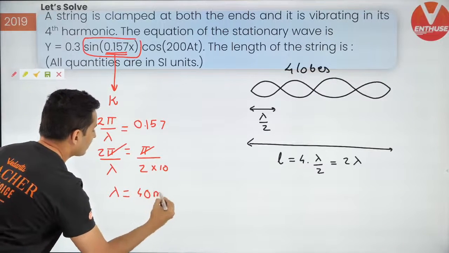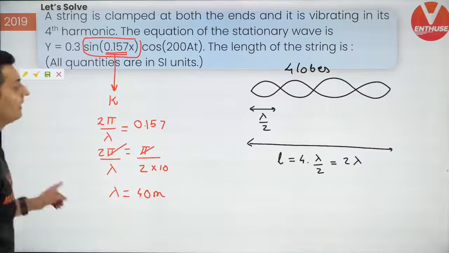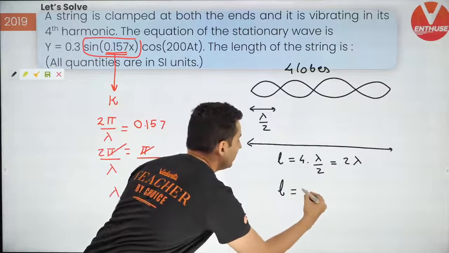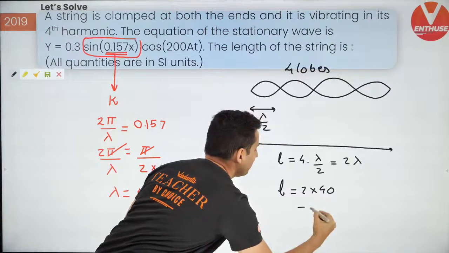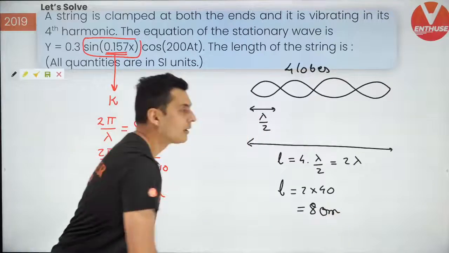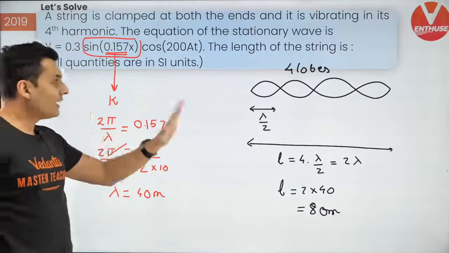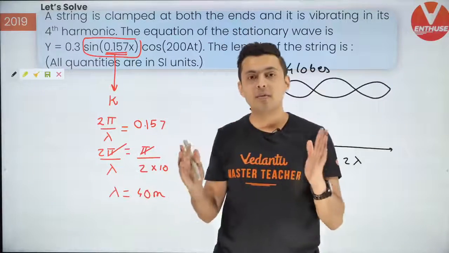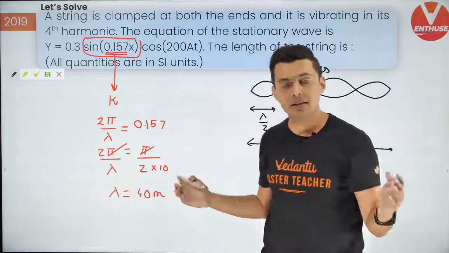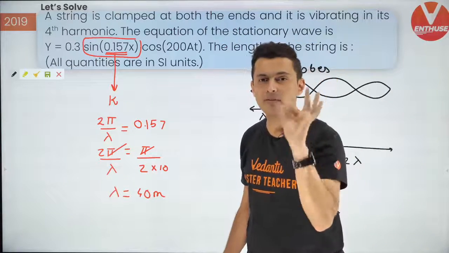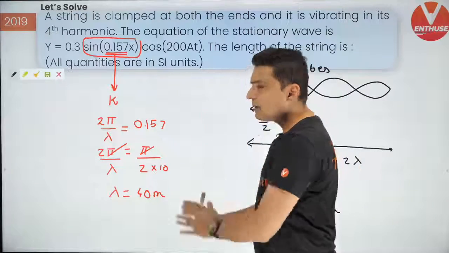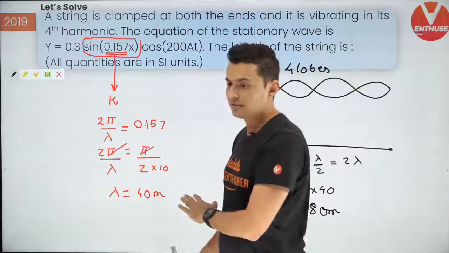So 40 meters. But that's not what I want. I want the length. So the total length will be 2 multiplied by 40, which is 80 meters. That's it. So guys, if you understand what is waves, what is standing waves, etc., believe me, the problems are very simple, very easy formula based questions.